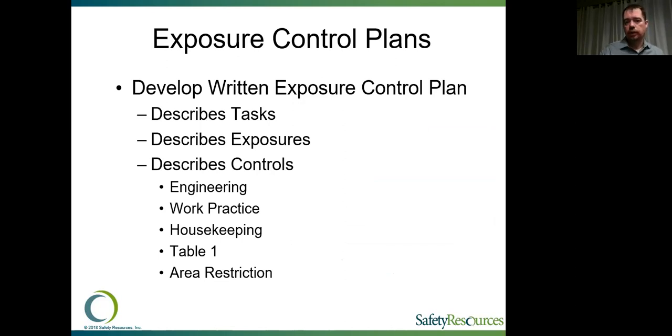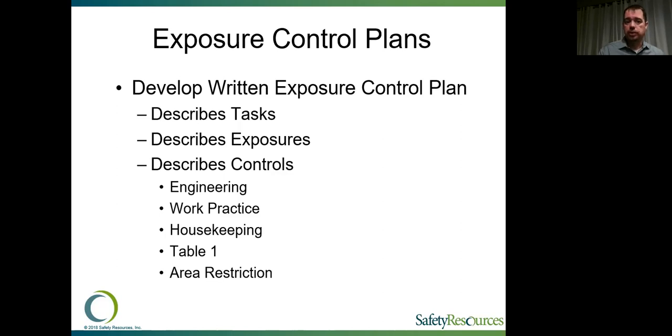So one of the critical parts of this standard is to ensure that you have exposure control plans in place for any activities that are being performed. This needs to be something that's written out and particularly describes the tasks and the work that's being performed. It has to accurately describe what those tasks are, what the exposures would be, and then what control methods need to be implemented and are going to be used to ensure that employees' exposures are minimized as much as possible.